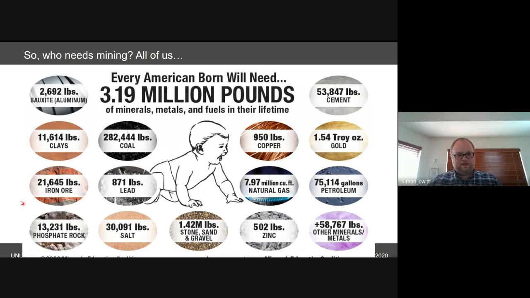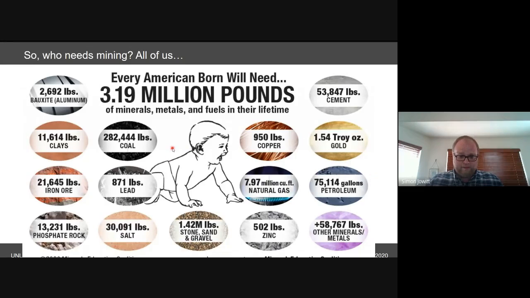So this is, who needs mining? The first few slides are going to say that all of us need mining. Every American born is going to use about 3.19 million pounds of minerals, metals, and fuels in their lifetime. There's the obvious ones like petroleum and natural gas for energy.